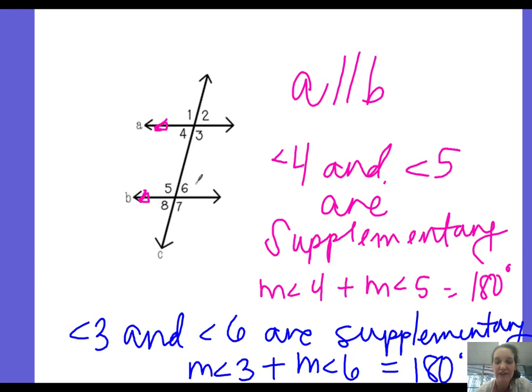Alternate interior angles are congruent. Alternate exterior angles are congruent. Corresponding angles are congruent, but same side interior angles are supplementary when the lines are parallel.